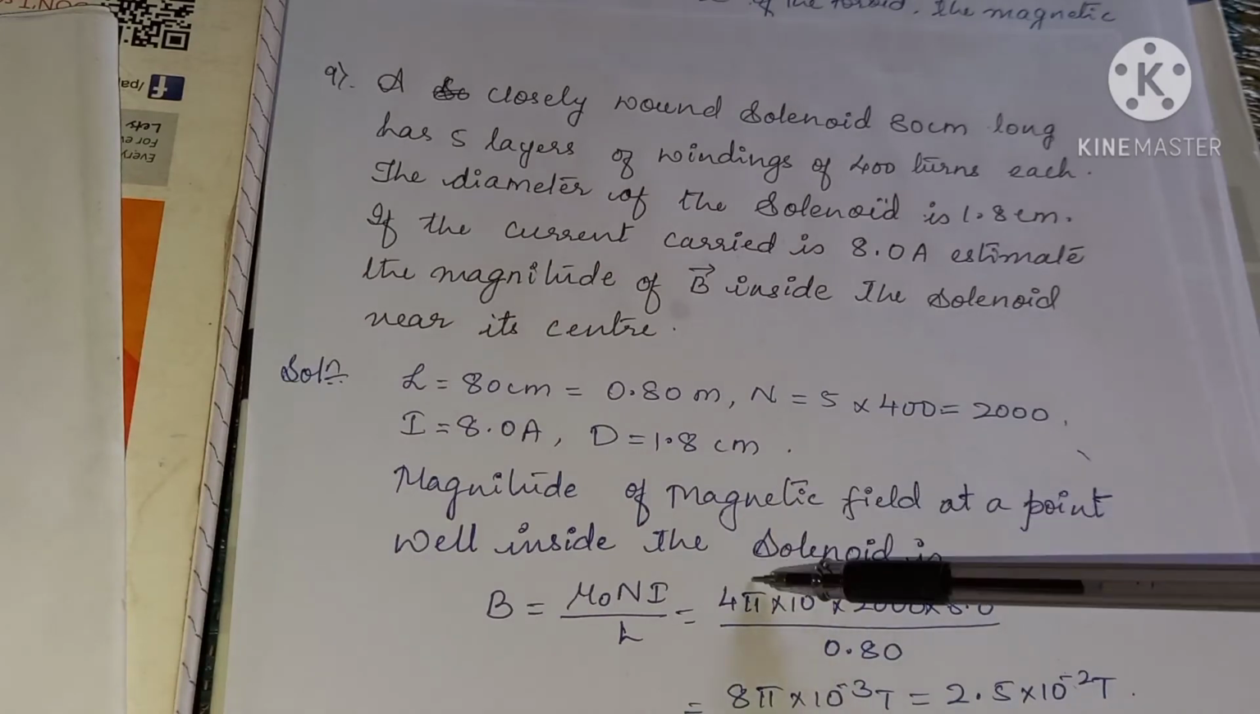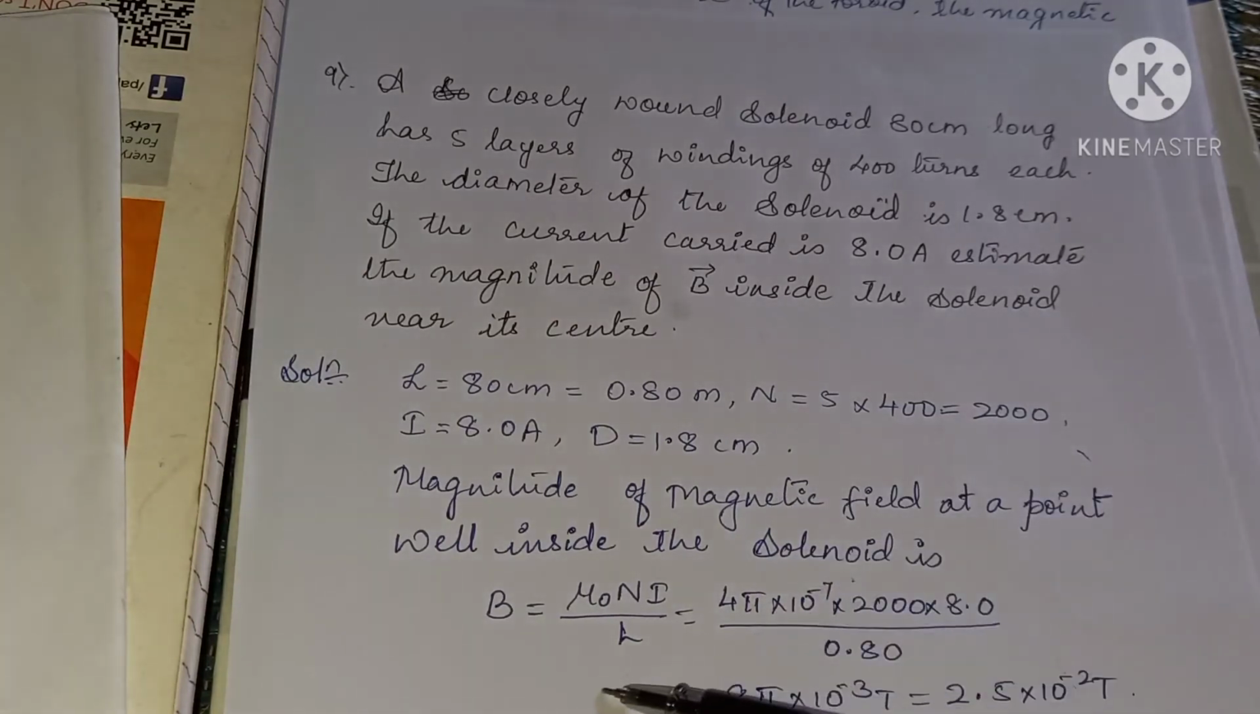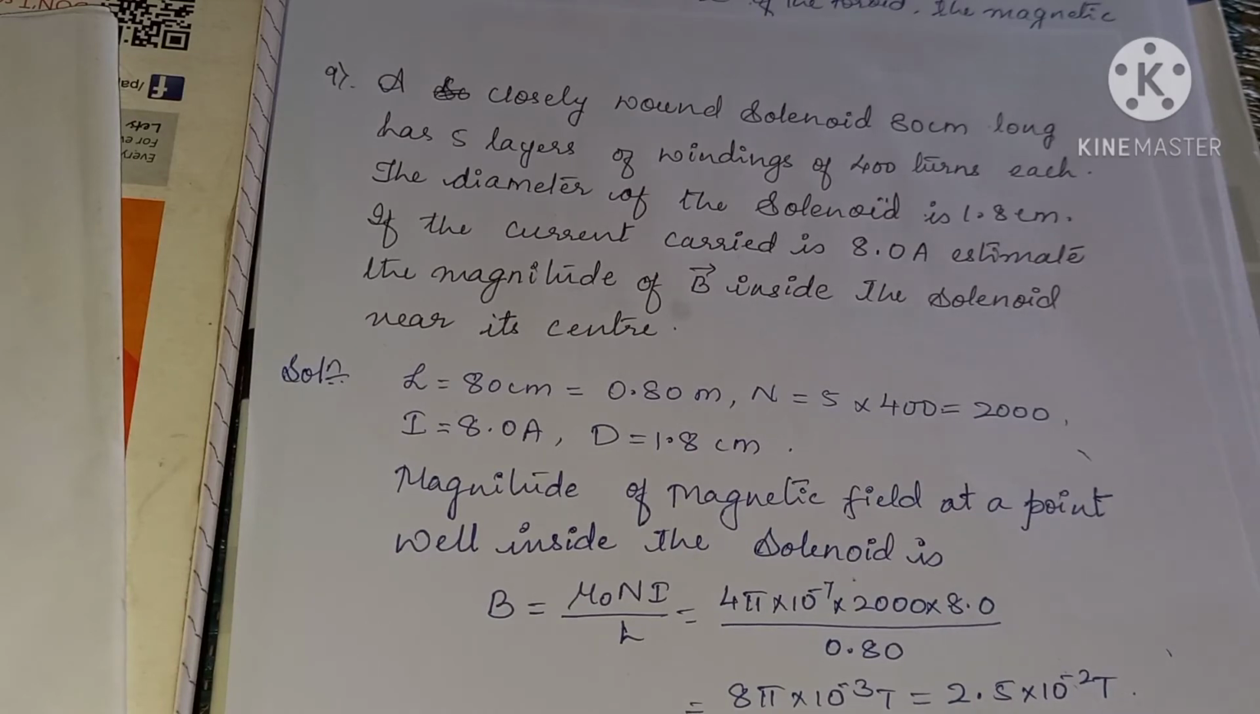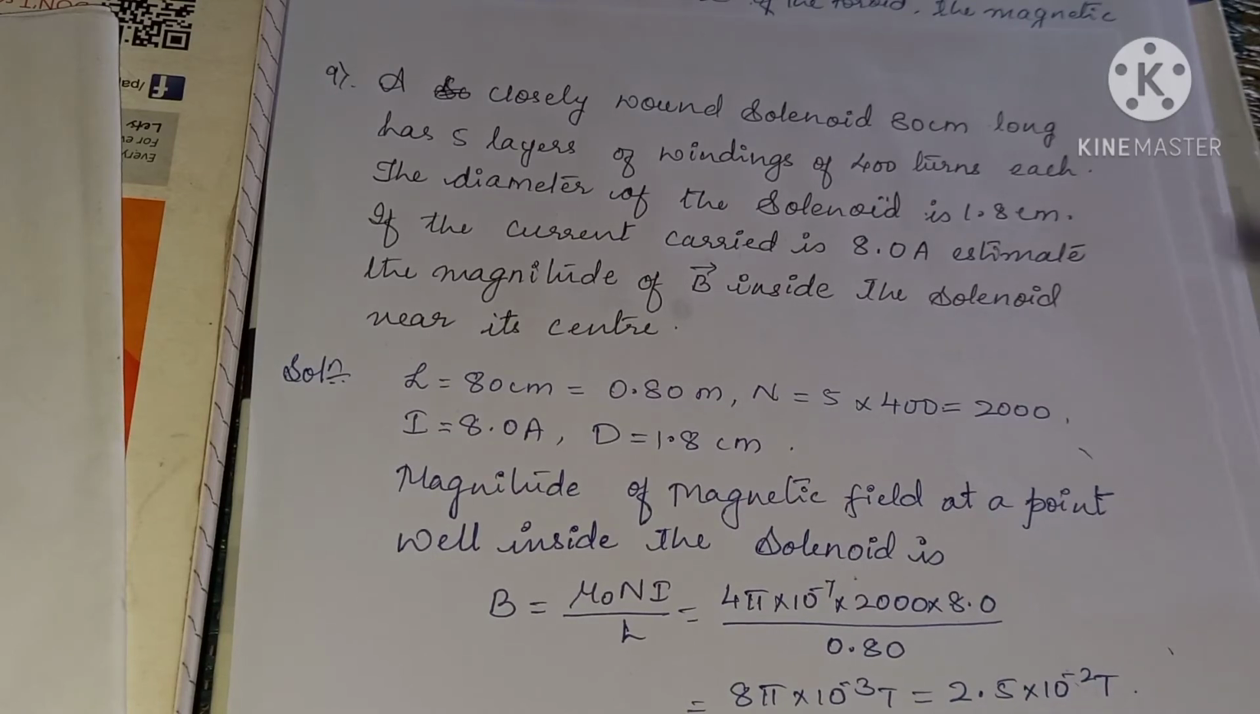Now let us calculate this. B equal to mu naught N I by L, equal to 4 pi into 10 raised to minus 7 into 2000 into 8.0 by 0.8. So that is the length. So the answer you get is 2.5 into 10 raised to minus 2 Tesla. This is the answer. Just check it out. B equal to 2.5 into 10 raised to minus 2 Tesla.